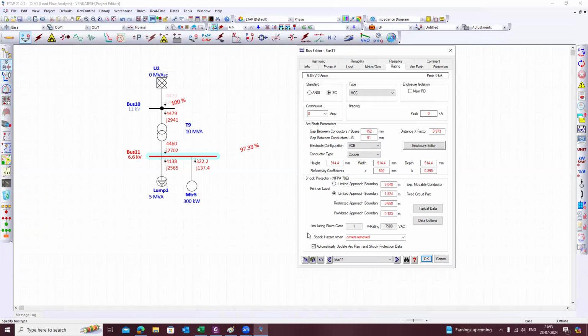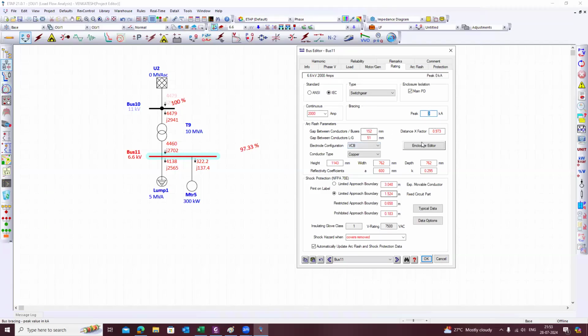So basically it will use these parameters of the bus. Here you have to select whether it is an MCC or switchgear, and what the continuous rating of the bus is, whether it is a 3000 ampere bus, a 6000 ampere bus, or a 2000 ampere bus. So the continuous rating of the bus can be selected from here. And here is the peak rating of the bus. Generally we will not give it to you; generally it is not required.